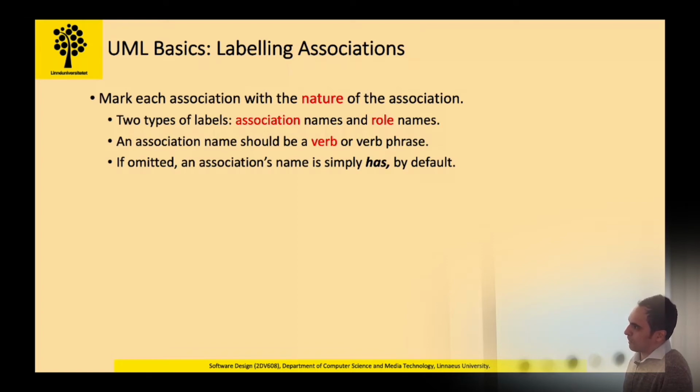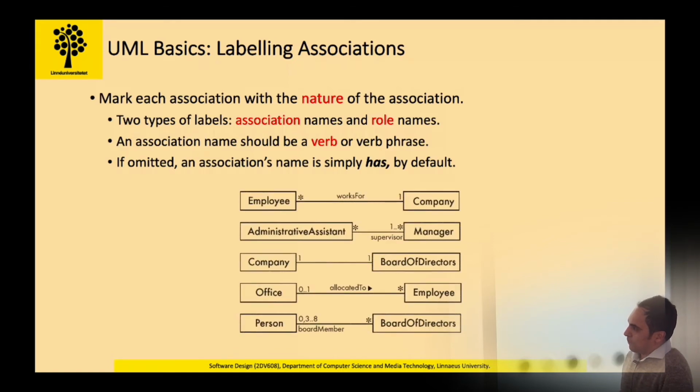And if you do not have any label for the association or relation, by default it is always "has". For example, one company employs many employees, but many employees work for one company. And if you don't have any labels, for example here, it always means "has", by default.